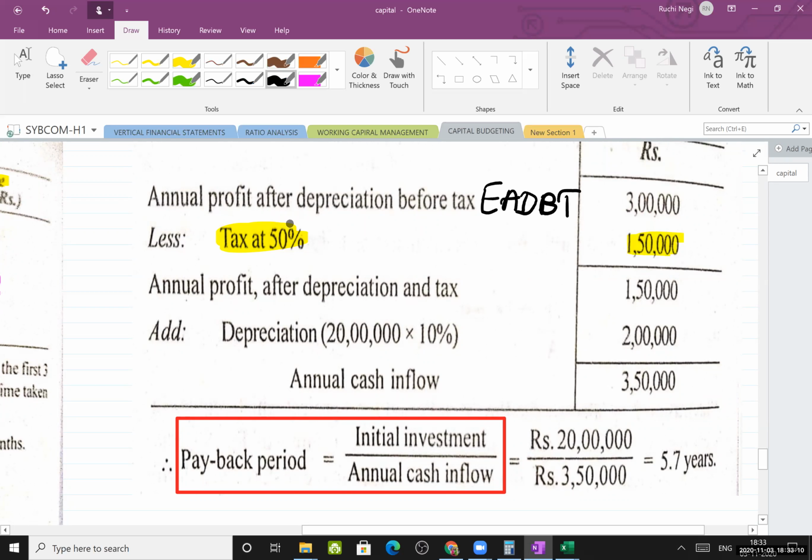So this will be what? Earnings after tax but before depreciation. You can write like this: earnings before depreciation and after tax. Then add back depreciation.